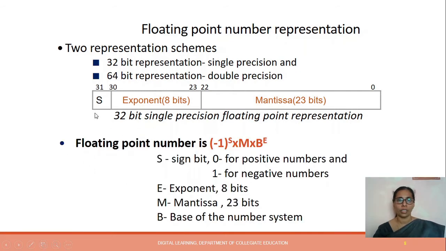The floating point number represented using 32-bit single precision representation can be written as (-1)^s × m × b^e, where s is the sign bit, which is 0 for positive numbers and 1 for negative numbers, e is the exponent, which uses 8 bits, m is the mantissa, which uses 23 bits, and b is the base of the number system. In case of decimal numbers, we will have the value 10 for b, and in case of binary, we will have the value 2 for b.